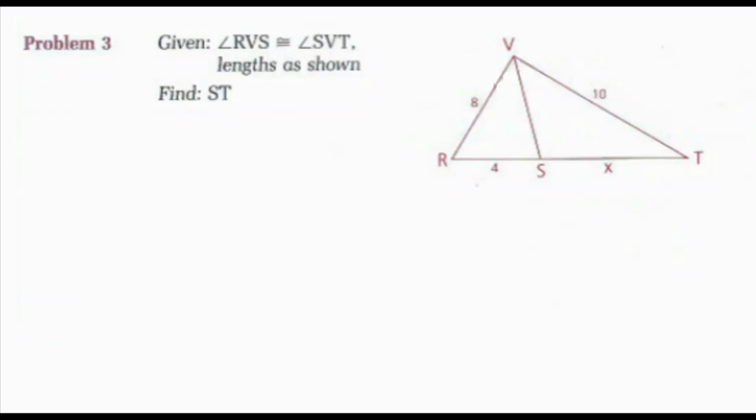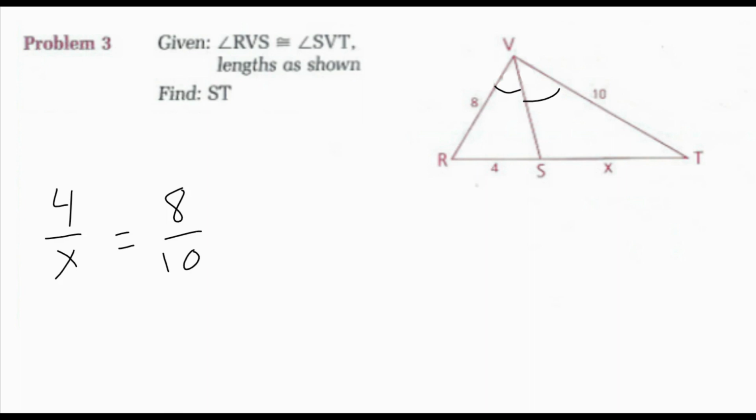Looking at problem 3, we're given angle RVS is congruent to angle SVT and the lengths as shown. I want to find side ST. So if angle RVS is congruent to angle SVT, that tells me that ray VS is an angle bisector. So I could use my angle bisector theorem. Remember, the angle bisector theorem told me that the sides opposite the angle are in proportion to the sides adjacent to the angle. So I could say 4 over x would be equal to 8 over 10.